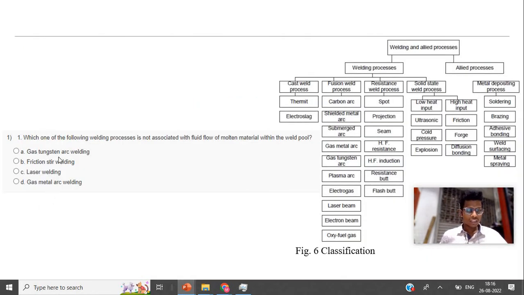So as I said, since options A, B, and D come under the fusion welding process, the temperature generated on the material near the joint is more than the melting point, so it will get melted. So obviously, fluid flow of the molten metal will be there. In friction stir welding, the temperature generated is less than the melting point. So option B is the answer.